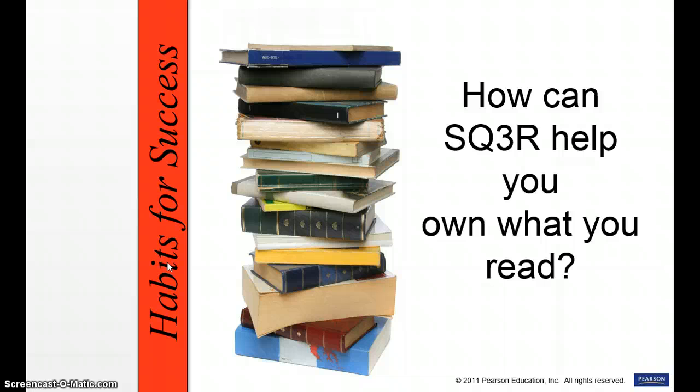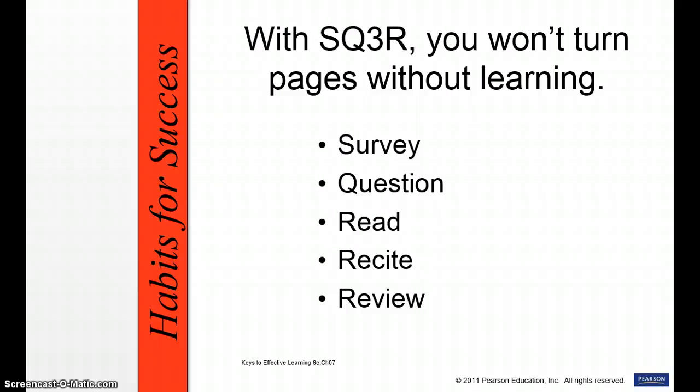SQ3R is survey, question, read, recite, and review. So this is designed to help you retain. With SQ3R, you're not supposed to not understand what you've read. So you won't leave the pages without learning something if you're practicing this method. So let's start with the first one, which is survey.